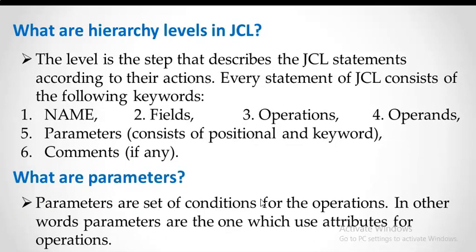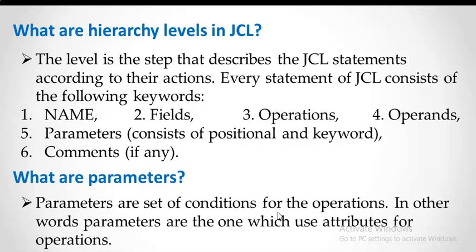What are the hierarchy levels in JCL? The label is the step that describes the JCL statements according to their actions. Every statement of JCL consists of the following: name, operation, operands (parameters, consisting of positional and keyword), and comments if any.